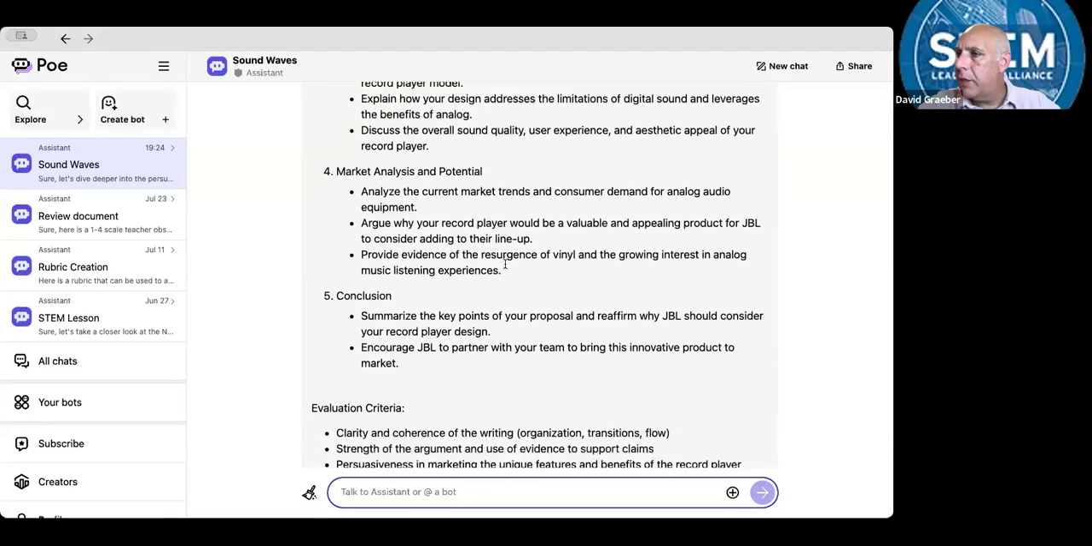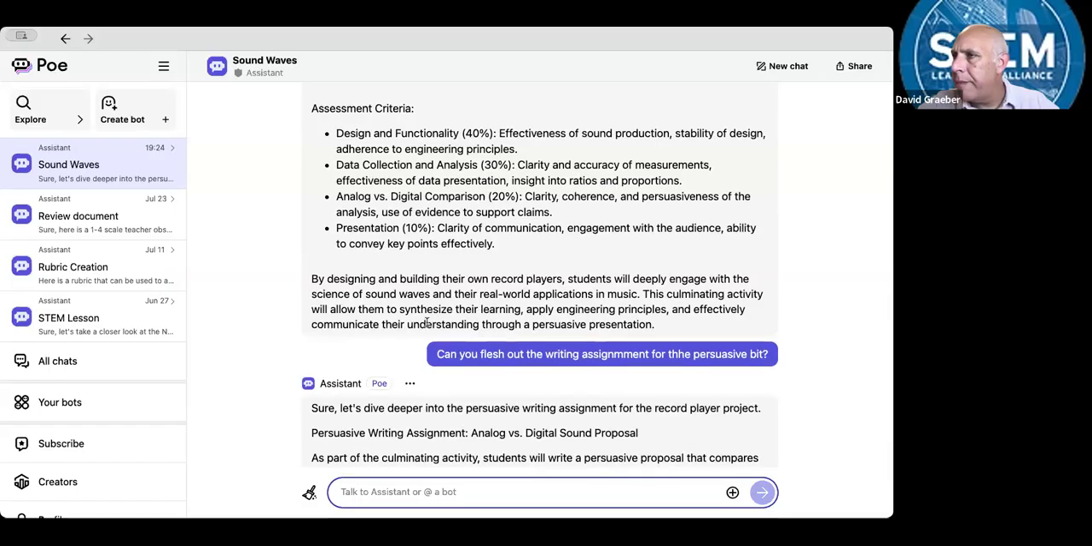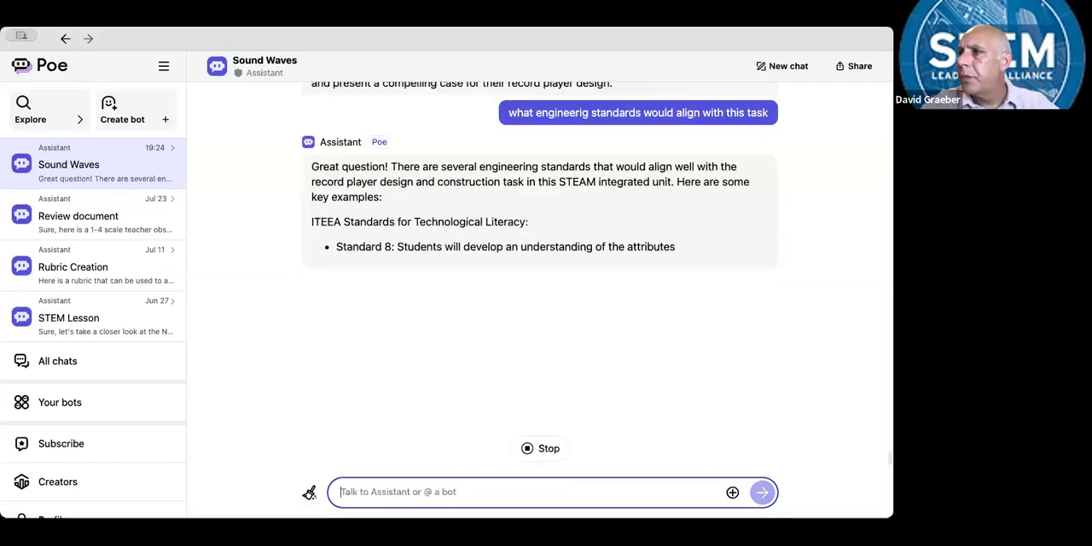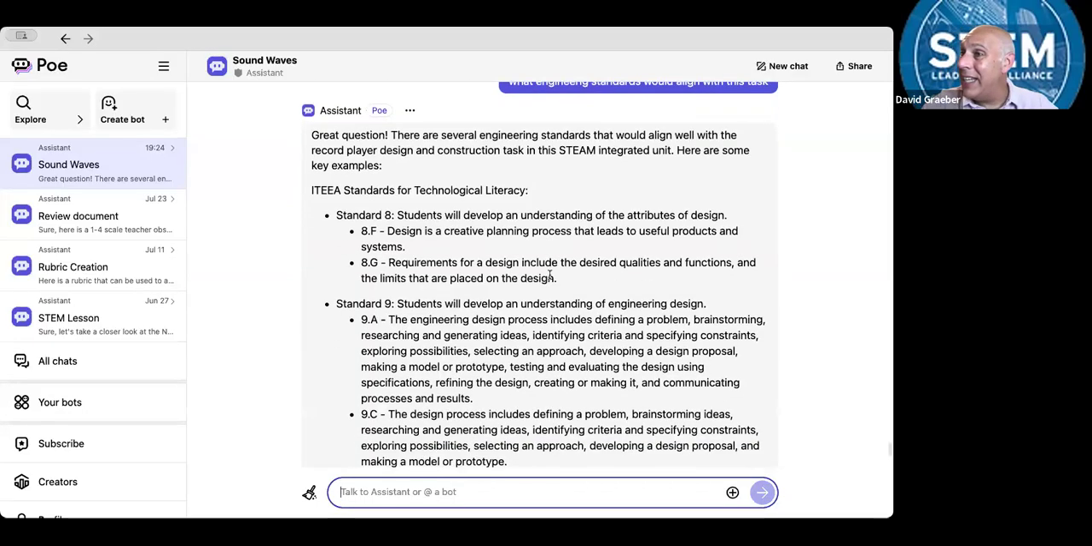Highlight unique qualities. So right now, one thing I didn't notice in here was that it kind of skipped out on my engineering standards. So I'm going to say, what engineering standards would align with this task? Yeah, look at that. Even if it's a typo, it still works, no problem, right? So it has the ITEEA standards for technological literacy.